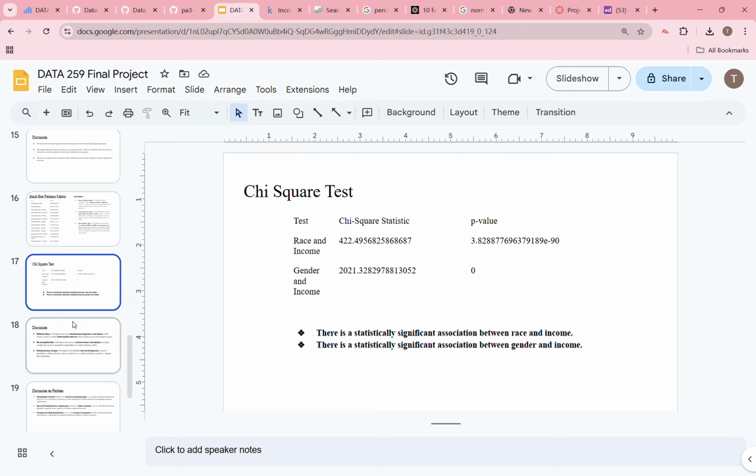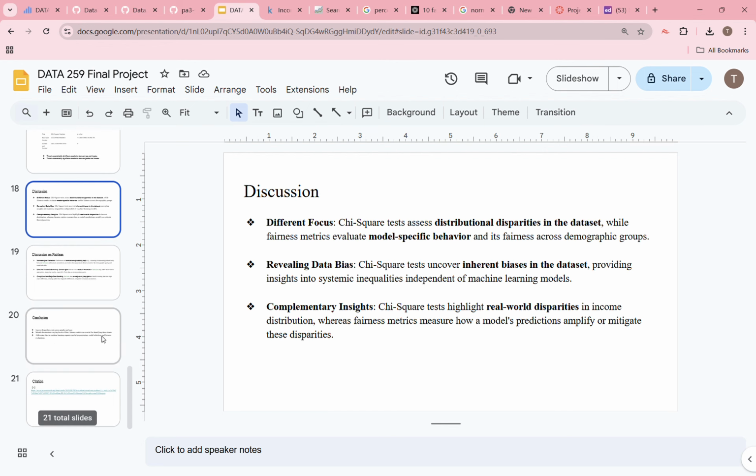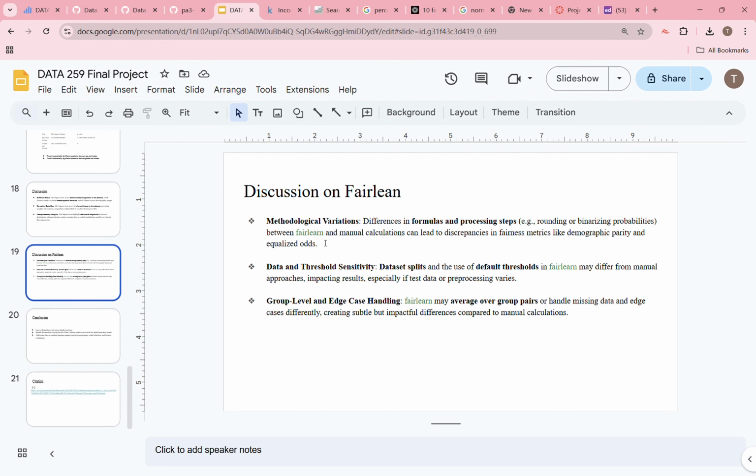I was also interested in looking into chi-square tests, to see whether they can demonstrate some insights on this relationship, in the sense of association or not. Also, I compared Fairlearn results with the fairness matrix results from the previous three models, and you can look into that. Because of the short time of this presentation, I will have to end here.